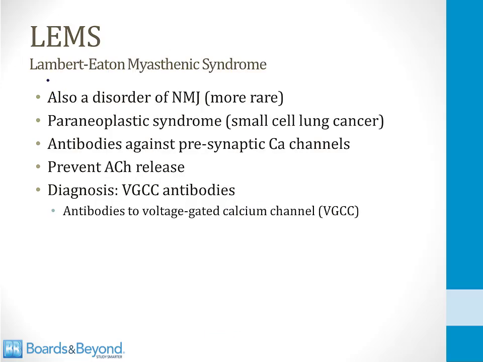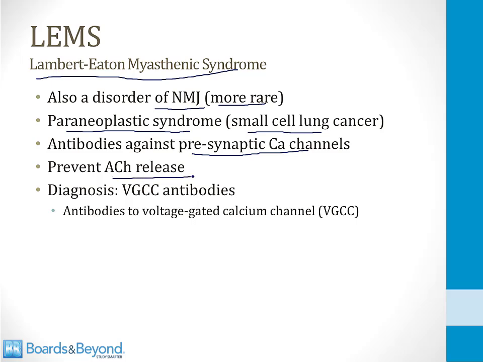Moving on, now let's talk about the Lambert-Eaton myasthenic syndrome, or LEMS. This is also a disorder of the neuromuscular junction, just like myasthenia gravis, although it's much more rare. This disorder is a paraneoplastic syndrome that classically occurs in small cell lung cancer. In Lambert-Eaton, there are antibodies produced that are directed against presynaptic calcium channels, and when you block those channels, you prevent acetylcholine release. So in the case of Lambert-Eaton syndrome, the diagnosis is made by detecting VGCC antibodies, which are antibodies against voltage-gated calcium channels.